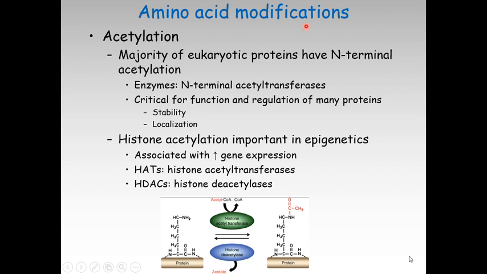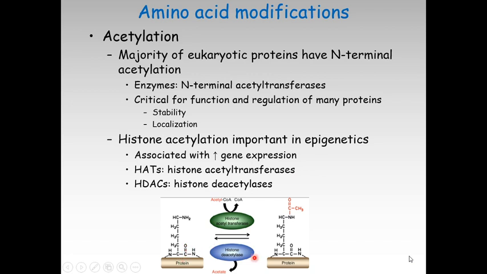Acetylation is another amino acid modification, right? Majority of eukaryotic proteins have N-terminal acetylation. Enzymes that are involved are N-terminal acetyltransferases. They are critical for function and regulation of many proteins, their stability and localization. Histone acetylation is important in epigenetics and is associated with an upregulated gene expression. The enzymes that are involved in histone acetylations are histone acetyltransferases. And the enzymes that remove these acetyl groups are histone deacetylases.